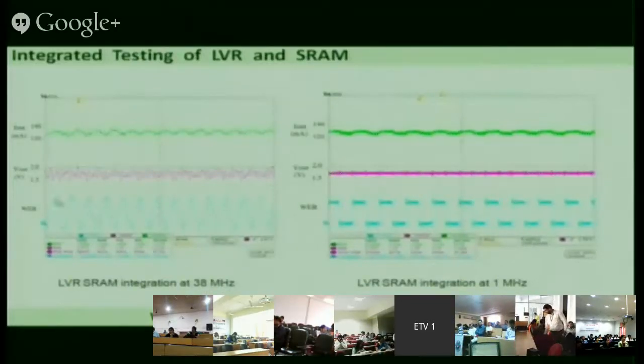At 38 megahertz it will look like this, because it doesn't have much time to settle. So it will almost become a triangular wave at 38 megahertz. You can see this output voltage at 38 megahertz also has more variation. This is the current. See this, there is more variation in the current.